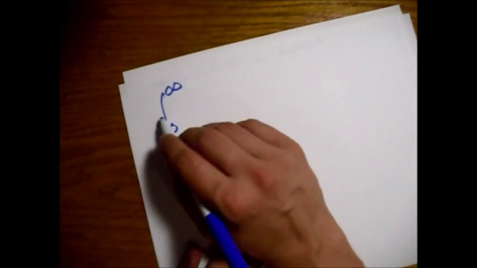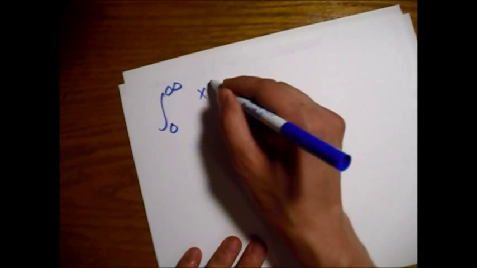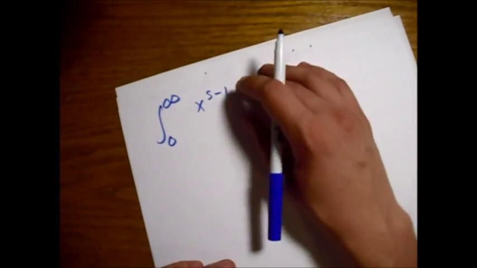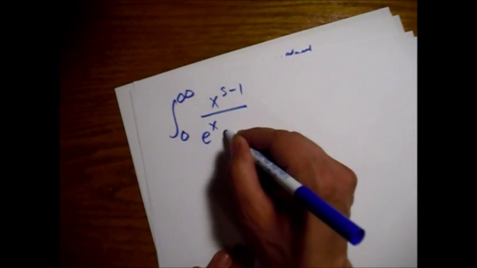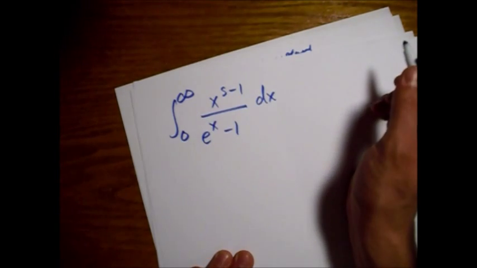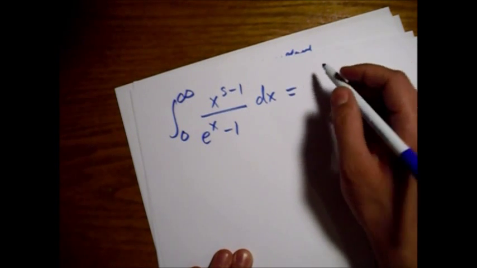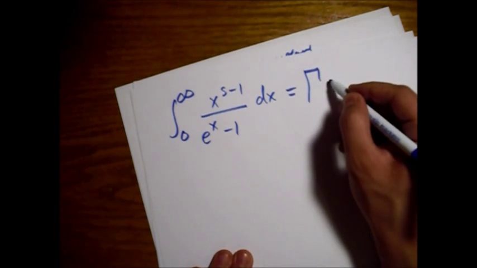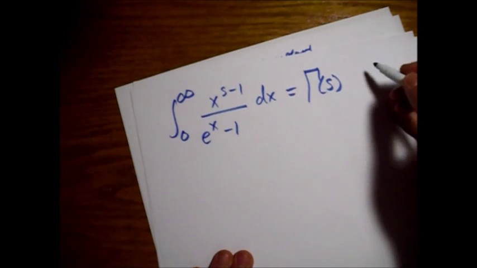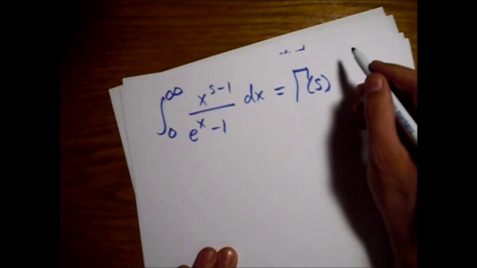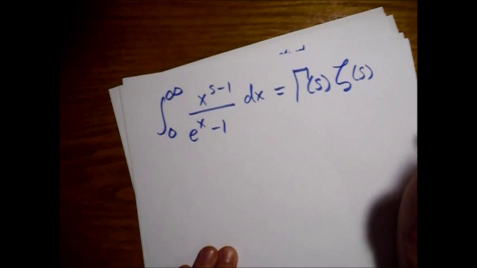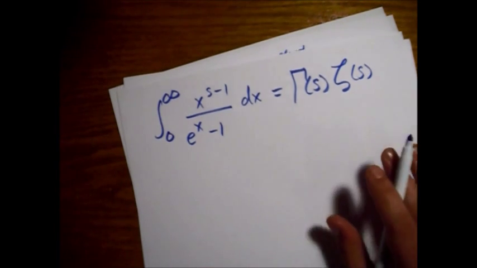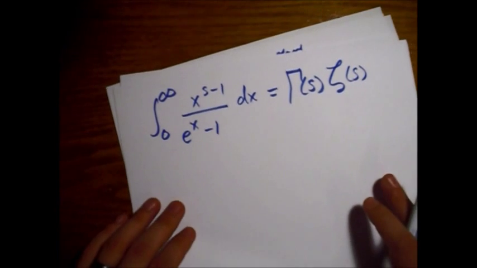The integral from 0 to infinity of x^(s-1) over e^x minus 1 dx. We have an Euler gamma function evaluated at s, and then a Riemann zeta function. We'll also evaluate this. We're going to look up the appropriate numerical values.